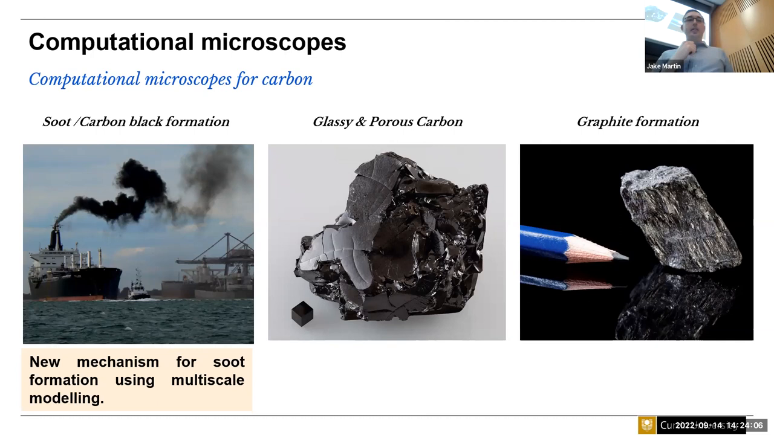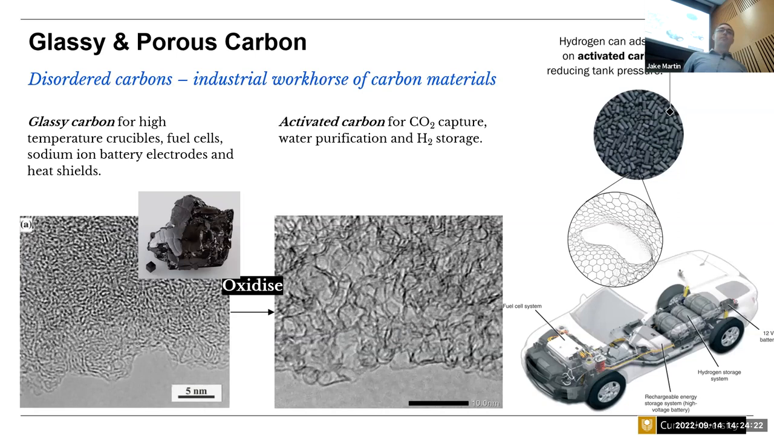But now I'm going to go into some models that have been generated that are too difficult to understand just by looking at them. This is where the advanced visualization comes up. So what are these glassy and porous carbons? They are disordered carbons, and they are the industrial workhorse of carbon materials. Glassy carbons are often used in crucibles, fuel cells, electrochemical cells, sodium ion batteries, heat shields. I think the Parker Solar Probe hurtling towards the sun has a beautiful glassy carbon shield to protect it from the blistering temperatures of the sun.